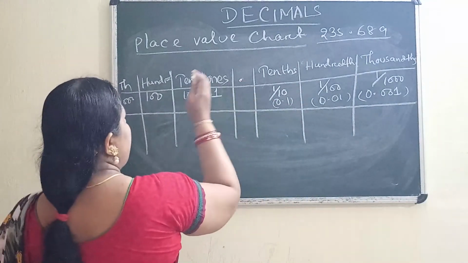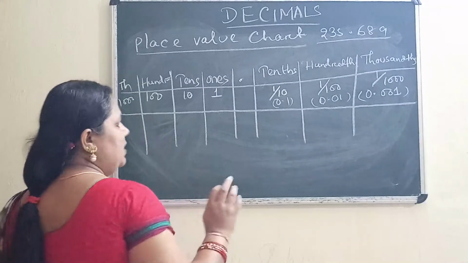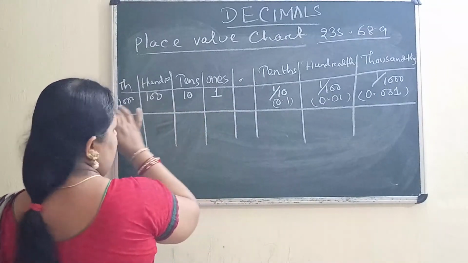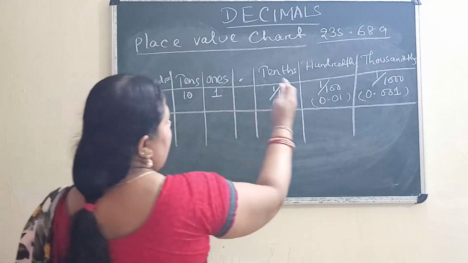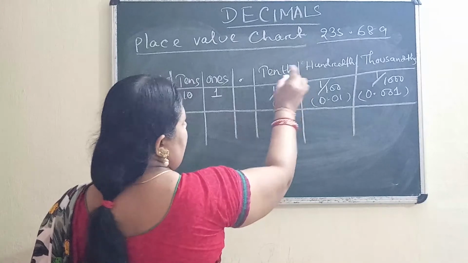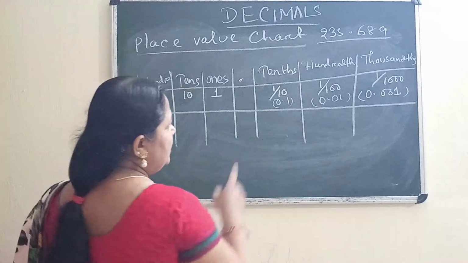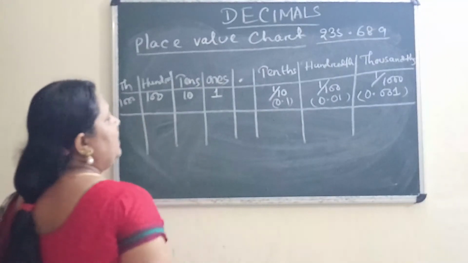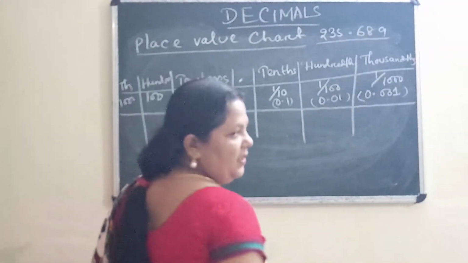Left side of the decimal point, this is your normal whole part. Normal number, how are we writing? Ones, tens, 100, 1000, 10,000, like this. After the decimal, in this fractional part you will add tenths, hundredths, thousandths, meaning this division part. This side you will multiply and this side you will divide.